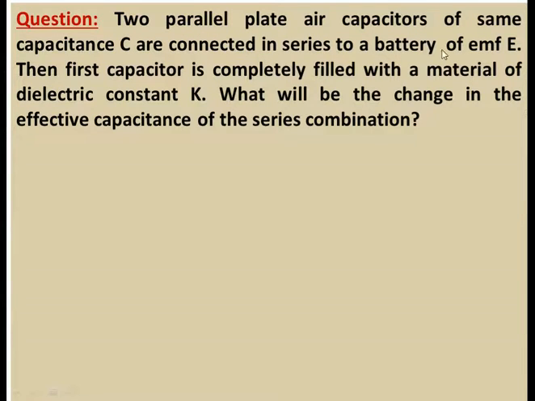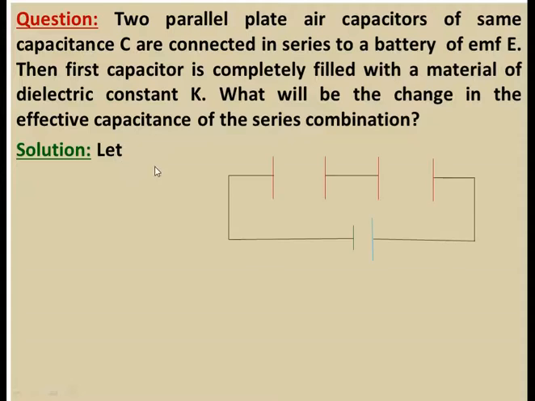So you have to find the change in effective capacitance of the series combination, that was initially when there was air as a medium between the two capacitors, and second condition when there was a dielectric medium of dielectric constant K between the plates of first capacitor. So let us begin our solution.